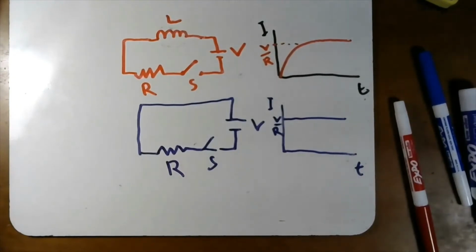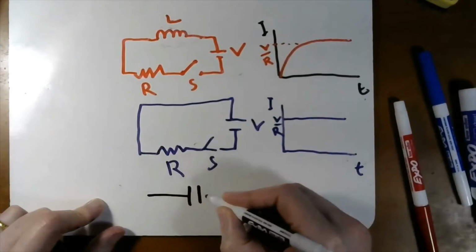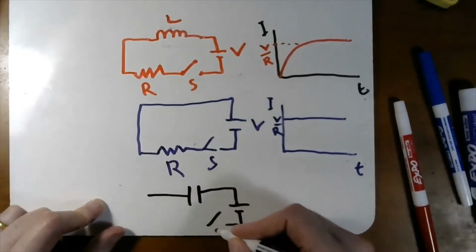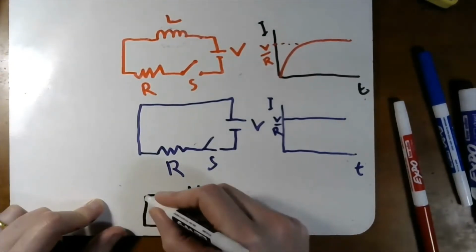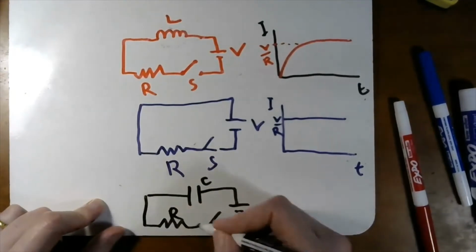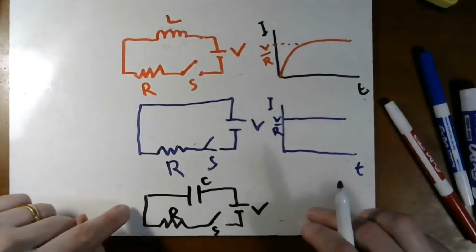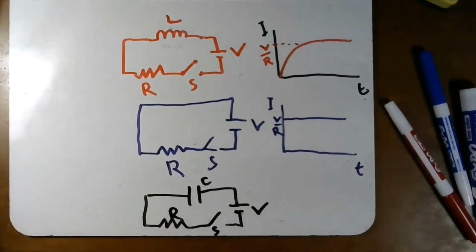Let's now compare this with a circuit that has a capacitor in it. Here's our capacitor. Voltage source, the switch, our resistor, C, R, S, V. Now, what's going to happen when we first close the switch? The capacitor is going to act like a short circuit. The maximum current is going to flow, which is equal to just V over R.